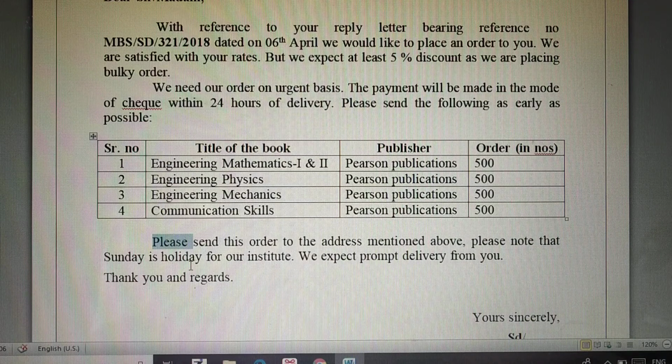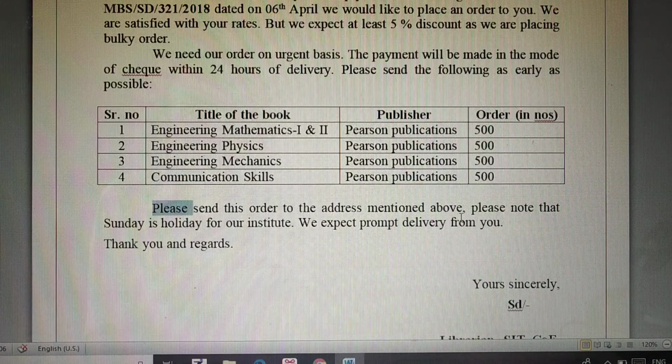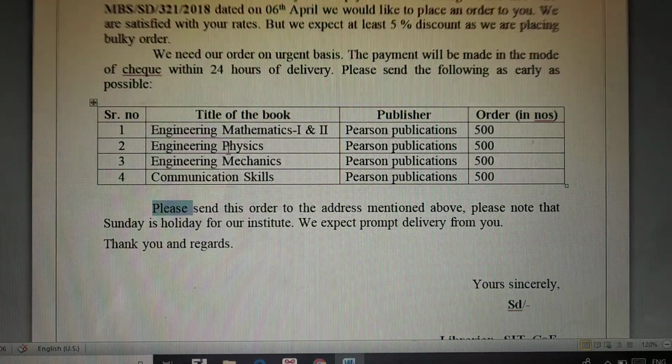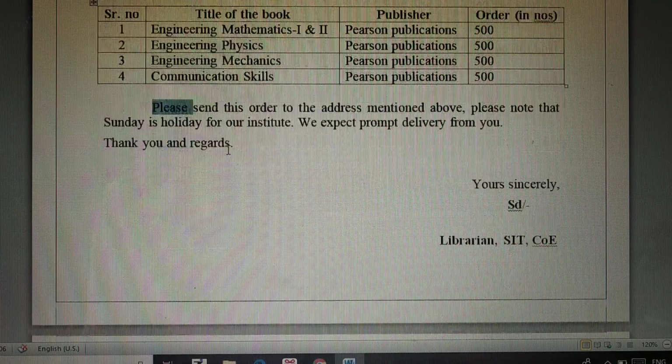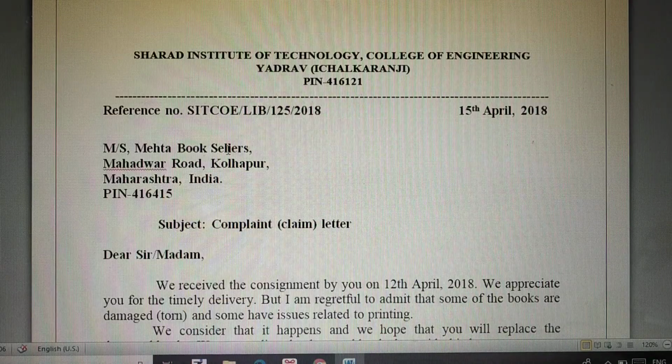Such a way you can write first para, second para, third para: introduction, main details, request to do something, and see complementary clause. Here enclosure is not included in this letter because already the tabular information is present in the letter. This is what order letter is. Now delivery letter will be from that company. With the product they will write the delivery letter, billing number is there, then invoice is there. All these details they will send with the delivery letter.